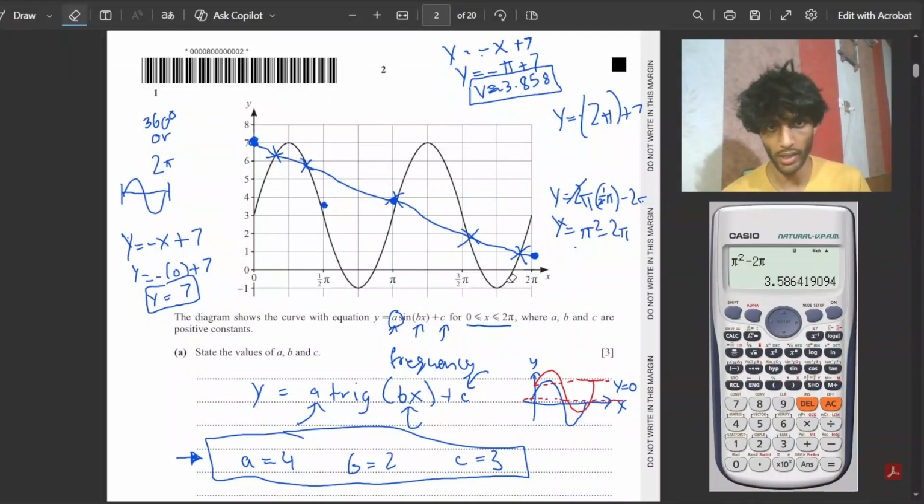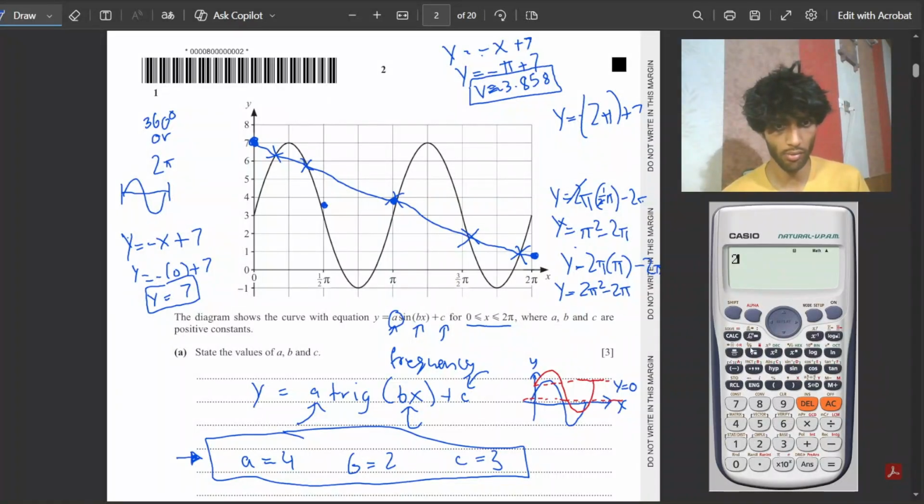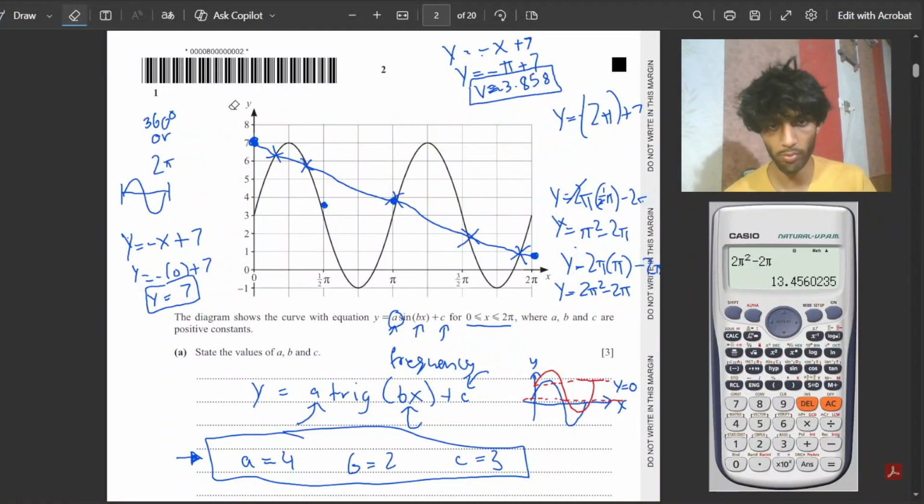What else? Let's take another point. Let's take the point pi, I guess. We can take the point pi. And so what we can do is get y equals 2 pi times pi minus 2 pi. So y equals 2 pi squared minus 2 pi. And if I solve this out on the calculator, what is this equal to? 13.45. I'm also not going to get this value on the graph because the maximum I can get is y equals 8. Okay, this is getting tricky.